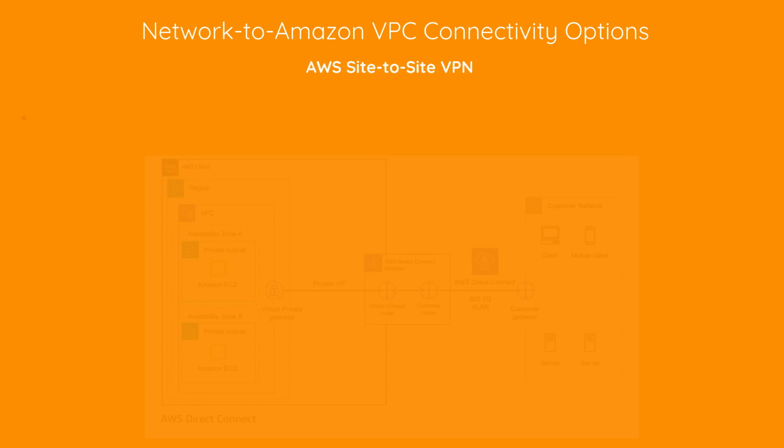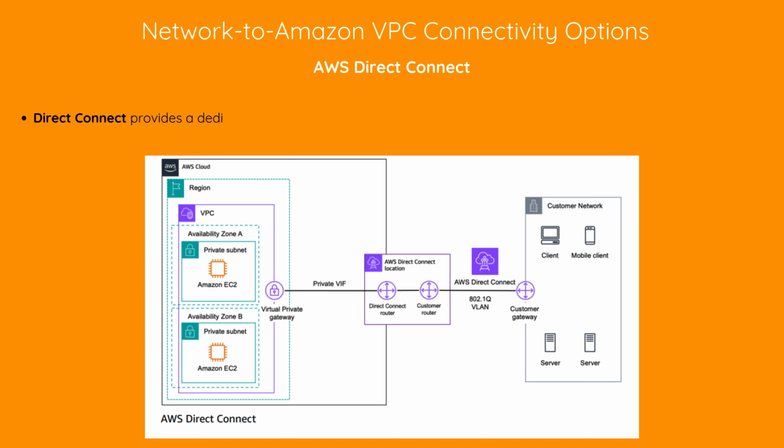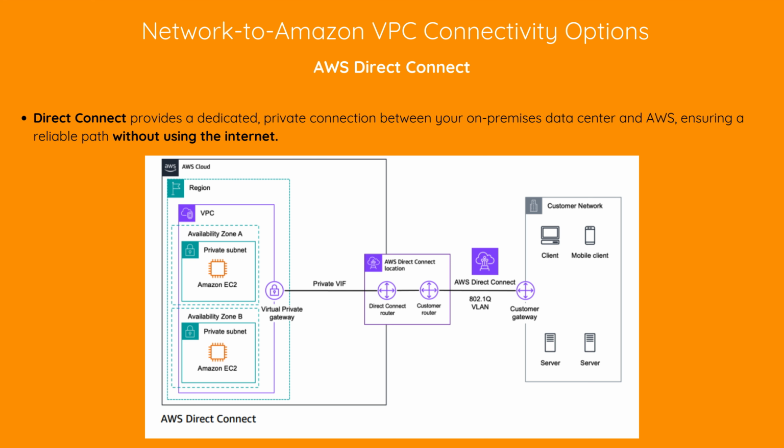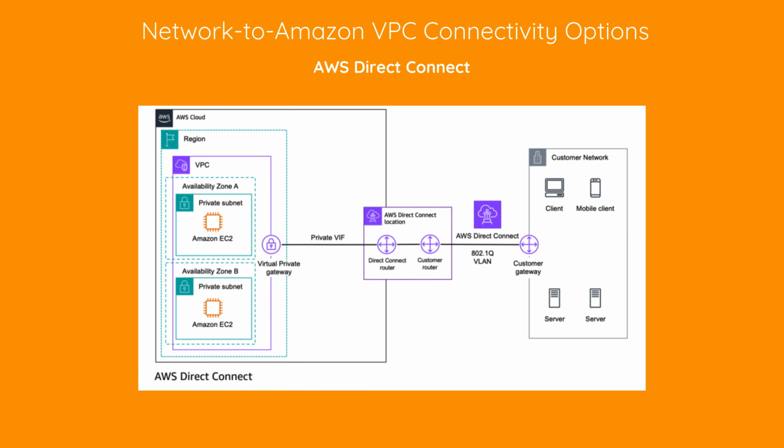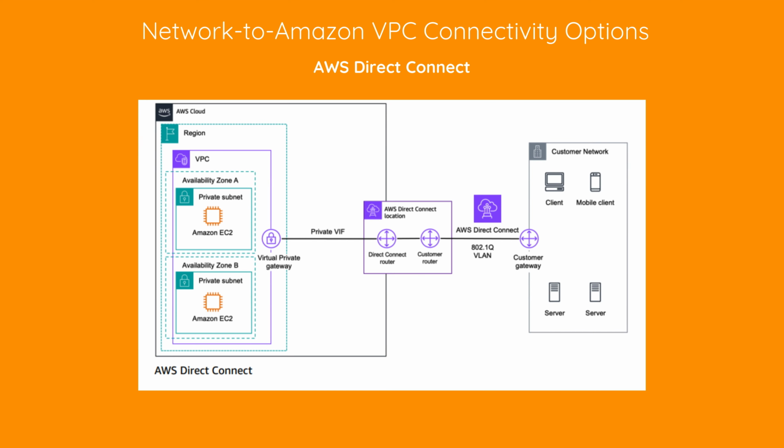Direct Connect provides a dedicated, private connection between your on-premises data center and AWS, ensuring a reliable path without using the internet. You'll need to locate an AWS Direct Connect location, which includes a Direct Connect router and a customer router. In your on-premises data center, you need to set up a customer gateway, such as a router or firewall, to connect to the customer router.